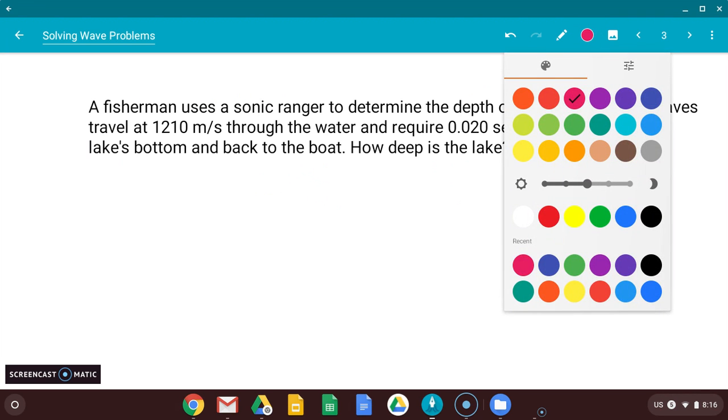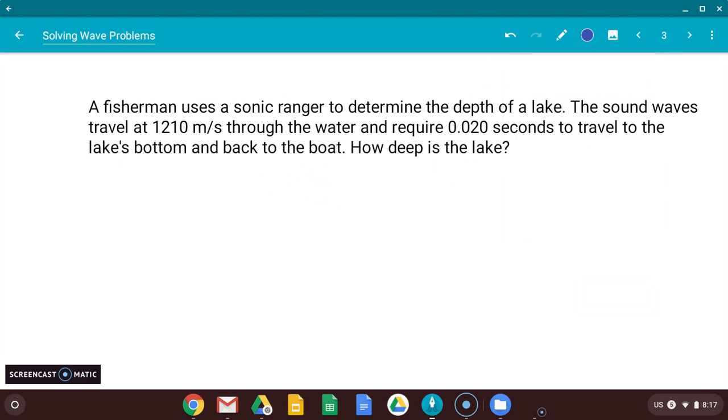All right, next one. This was pretty similar too. It says a fisherman uses a sonic ranger to determine the depth of a lake. All a sonic ranger is basically like a fancier motion sensor than what you use in class. It just sends out a wave and bounces off things to collect data, and it's able to collect information like how far it traveled and how long it traveled for. So the sound waves travel at 1,210 meters per second through the water.